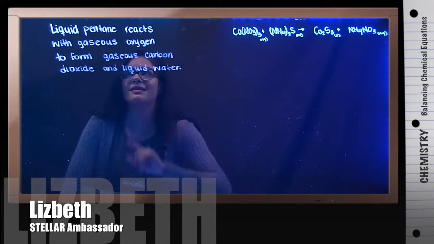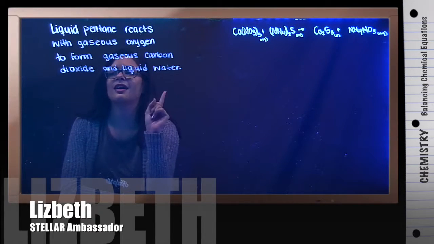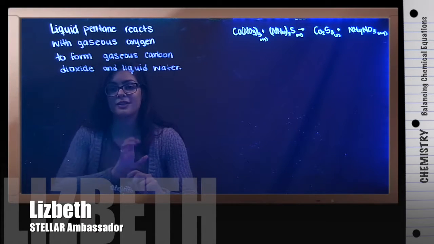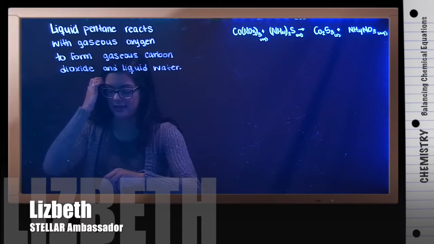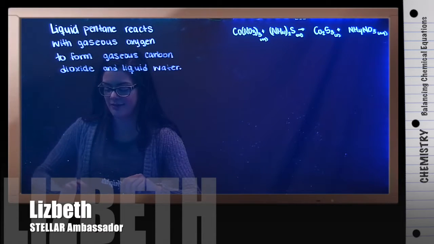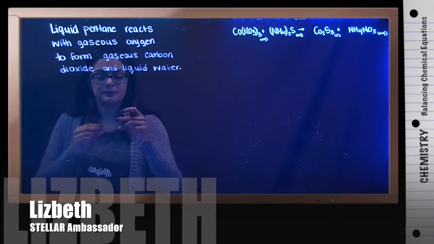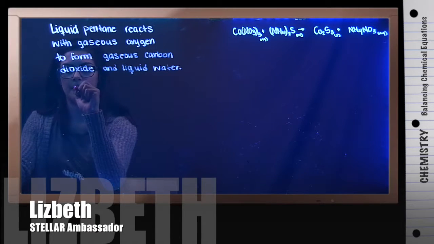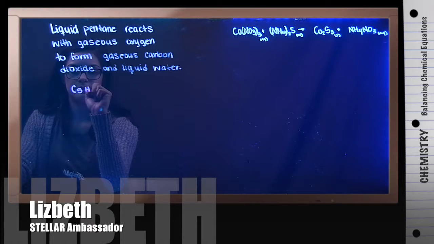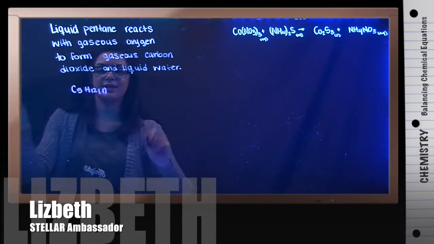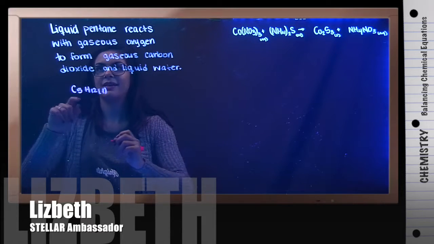Over here, it says liquid pentane reacts with gaseous oxygen to form gaseous carbon dioxide and liquid water. So the first thing we need to know is find out what pentane is. So pentane is C5H12. So let's go ahead and write that down. And it says it's liquid, so its phase state is going to be L. That's a cursive L, just in case you guys can't see that.